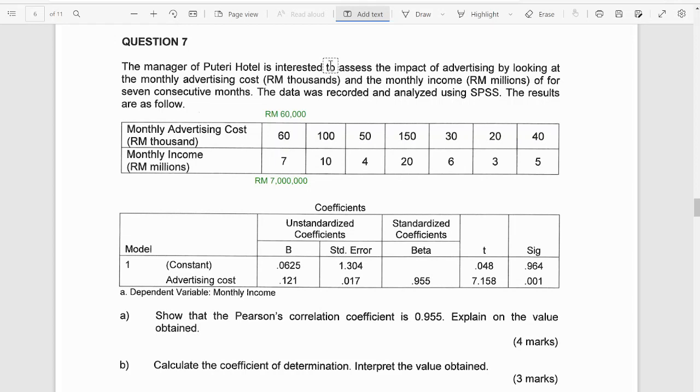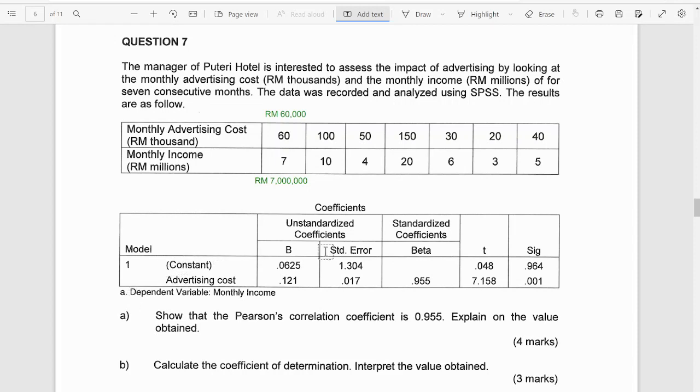In terms of identifying the independent and dependent variable, it is already shown in the coefficient output. In the coefficient output, at the bottom there is a footnote saying that the dependent variable is monthly income. Meanwhile, the independent variable will be the advertising cost. If the footnote is not there, you also know that the independent variable is in the model itself. Whatever is stated in the model under the constant is the independent variable X.